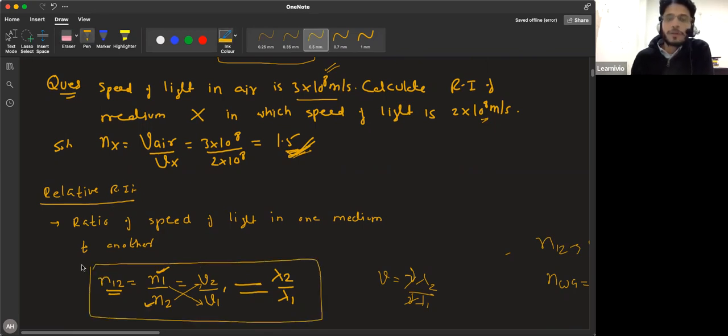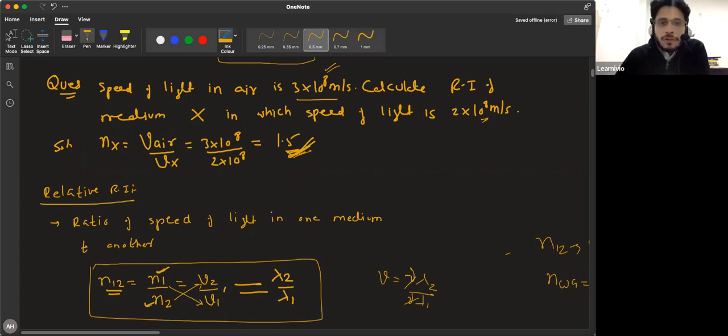So this is a relative refractive index. N12 means refractive index of first medium with respect to second medium. For example, if I asked you to calculate refractive index of water with respect to glass, which ratio will you take? Water by glass or glass by water? Water by glass. Water with respect to glass means refractive index of water divided by refractive index of glass.